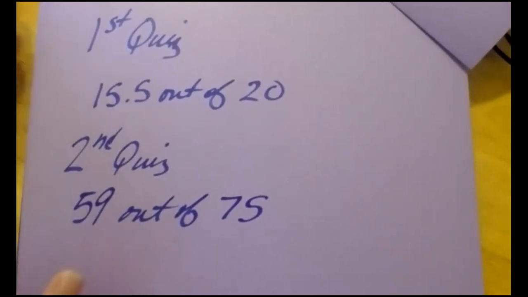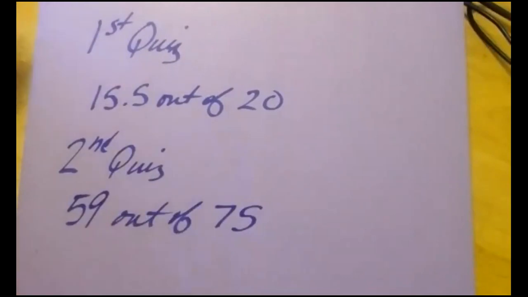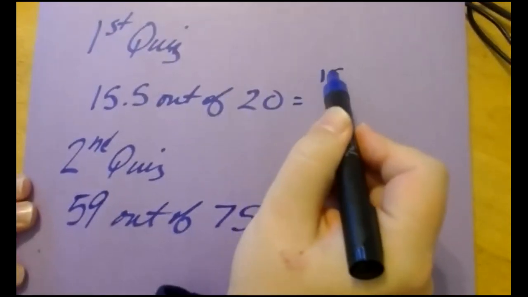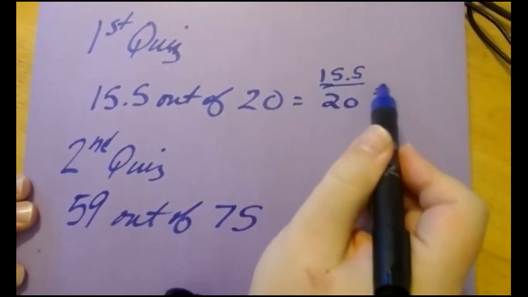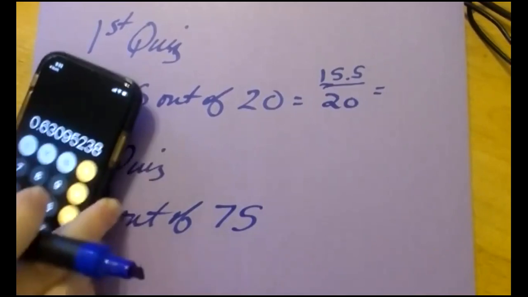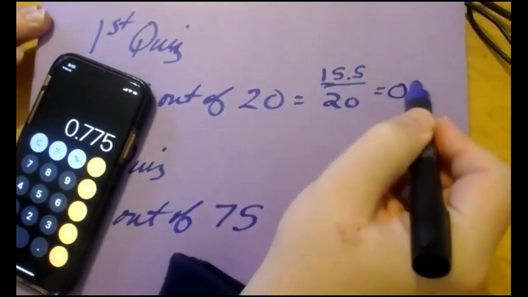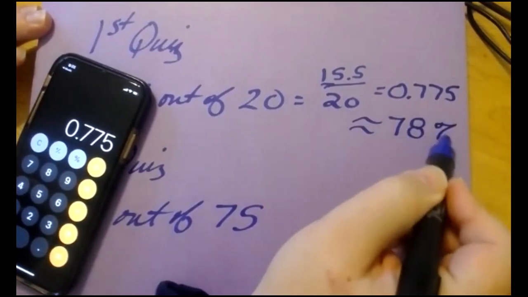Okay, so trying to figure out which quiz we did better on, I think we all know what to do. We're going to convert these quiz grades into percentages, and all we have to do is divide and then move the decimal point. So we're going to think about this like it's 15.5 over 20. I find out what that ought to be. I get 0.775, which is the same as 78%.